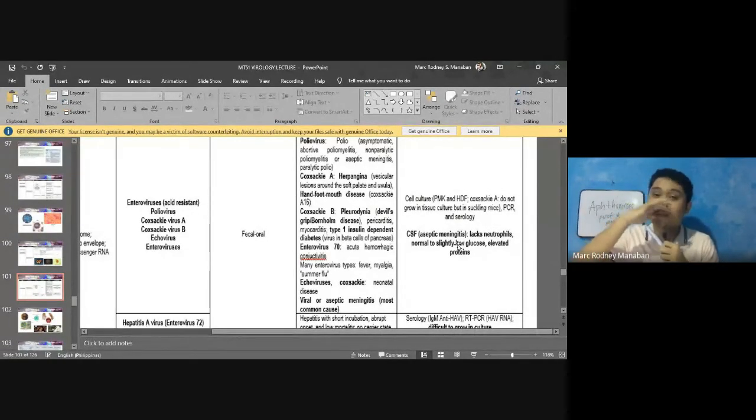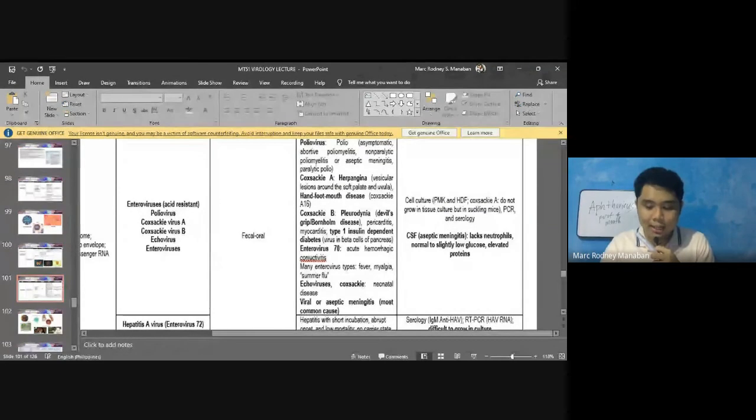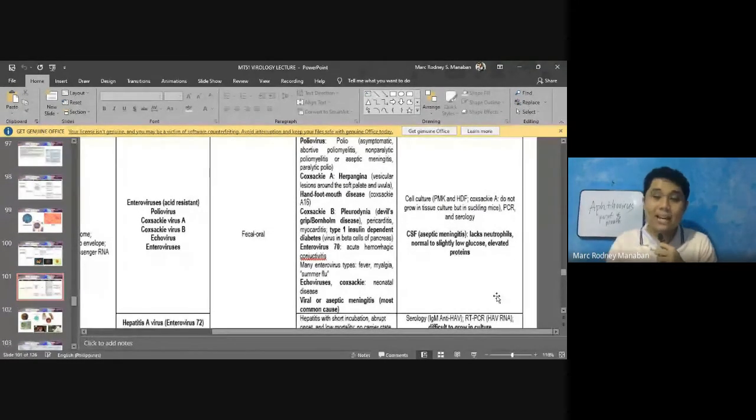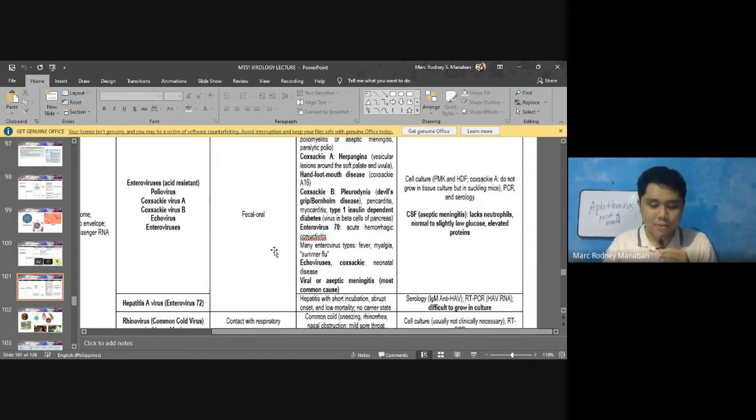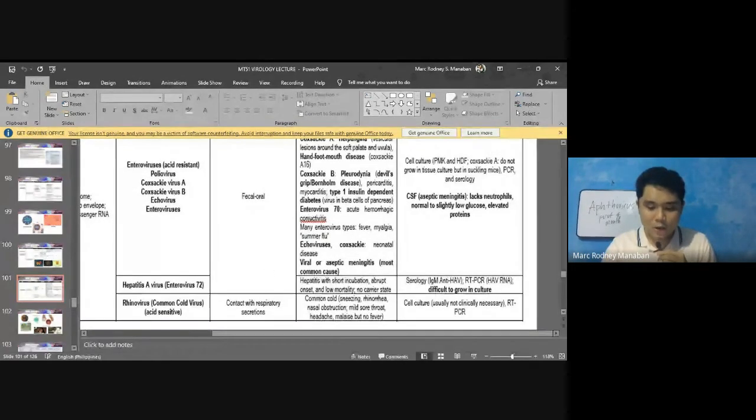And of course, aseptic meningitis, in the CSF, remember, in your AUBF, right? CSF lacks neutrophils, normal to slightly low glucose, and aside from that, elevated proteins. That's why its counterpart of aseptic is septic meningitis, which is caused by bacteria, right? So septic meningitis is caused by bacteria, aseptic meningitis by virus. And again, the most common cause of aseptic or viral meningitis is enteroviruses. Please take note of that. All right, okay. So that's for the first members of your enteroviruses.